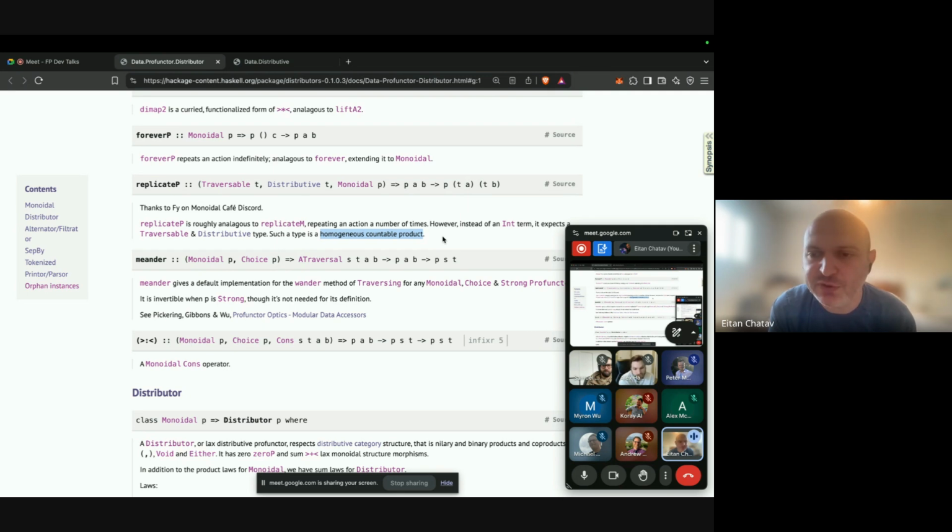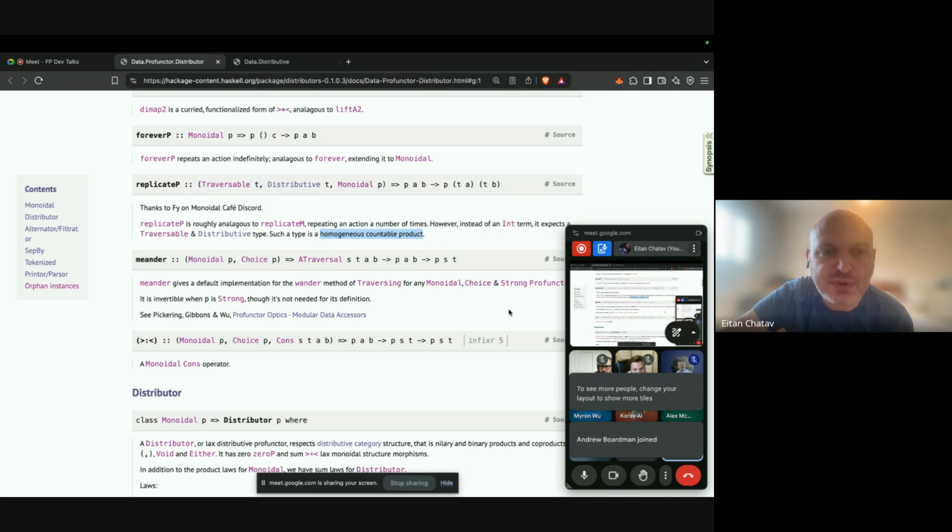So that means I could say newtype Triple A equals Triple A A A. And that would be an example of a both traversable and distributive type. Does that make sense? And any product like that would work, triple, quadruple, etc. Okay.